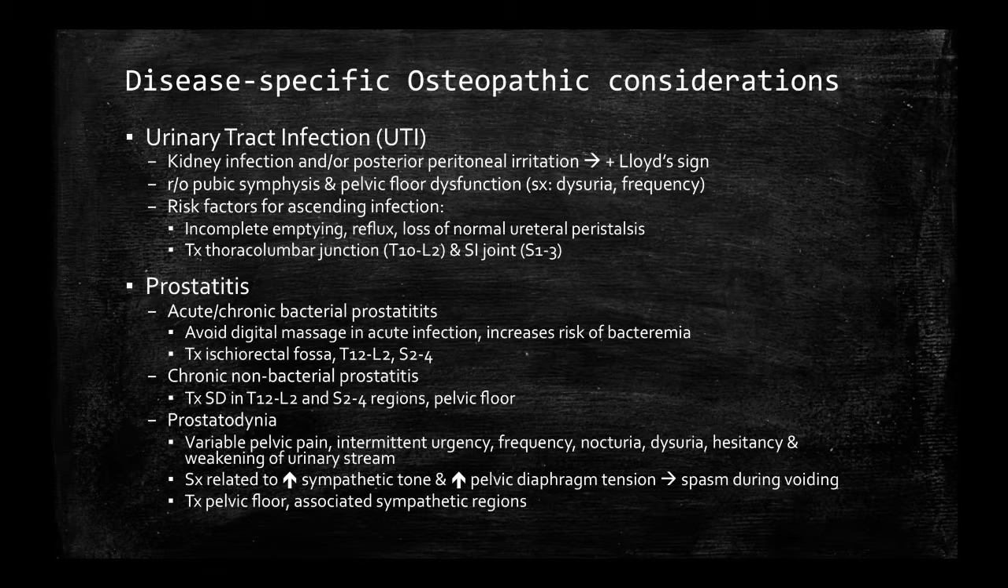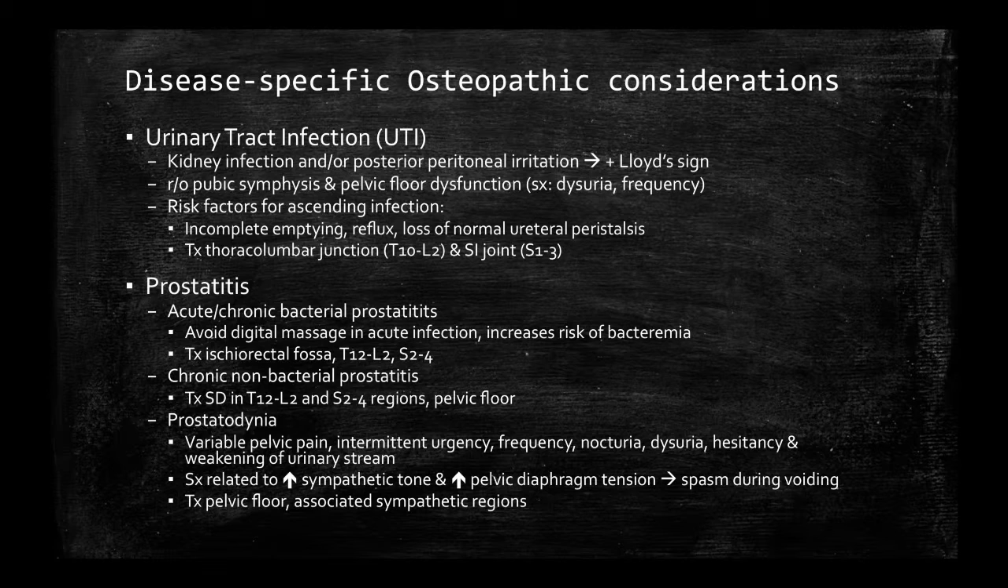through 3. In cases of prostatitis, specifically acute or chronic bacterial prostatitis, you really want to avoid digital massage of the prostate in acute infection, as this could increase the risk of bacteremia. But for these patients, you want to treat the ischial fossa, T12 through L2, and S2 through 4 specifically. In more chronic prostatitis of a non-bacterial etiology, treat somatic dysfunction, again in your lower thoracics and upper lumbars, in your S2 through 4 regions, along with the pelvic floor.